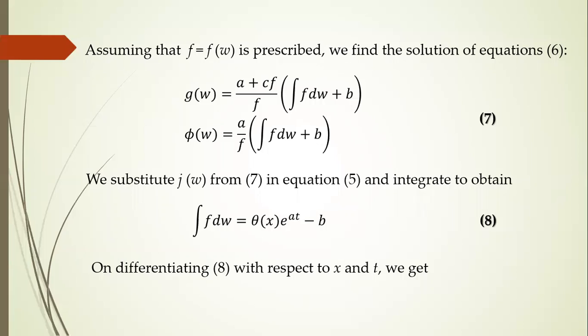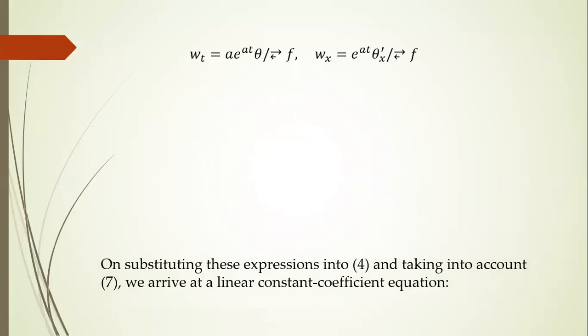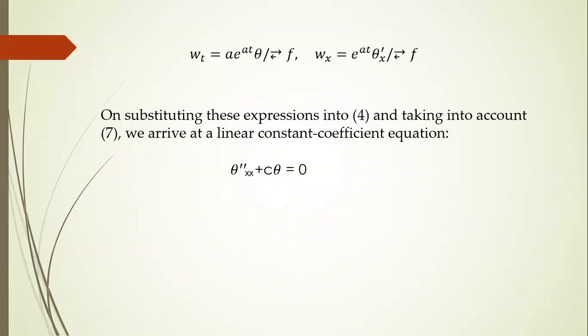On differentiating 8 with respect to x and t, we get w_t = a e^(at) theta / f, w_x = e^(at) theta' / f. On substituting these expressions into equation 4 and taking into account equation 7, we arrive at the linear constant coefficient equation theta'' + c theta = 0.